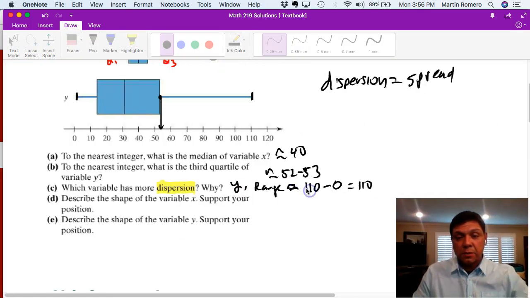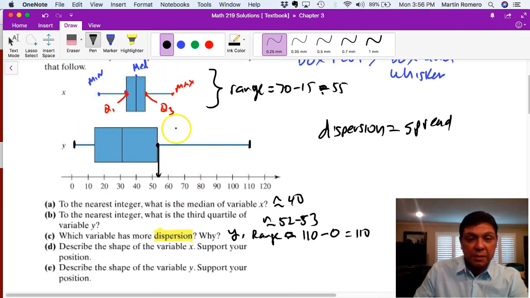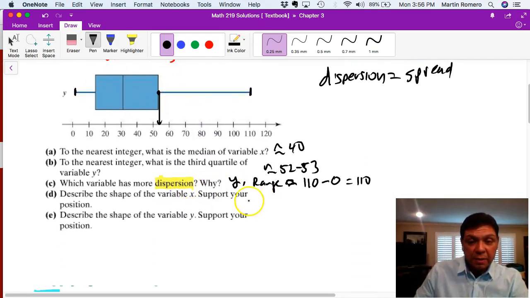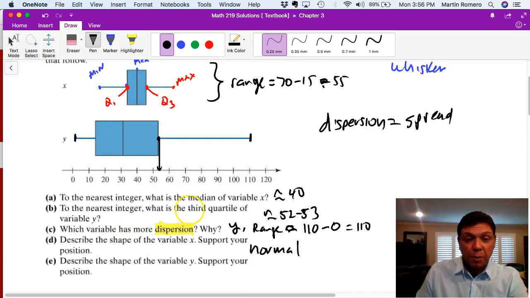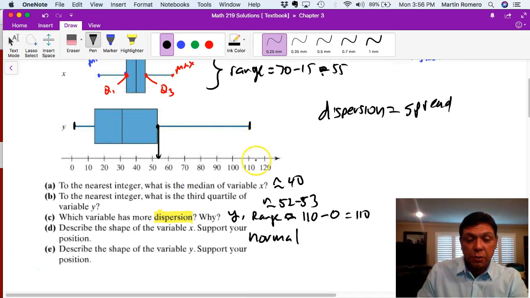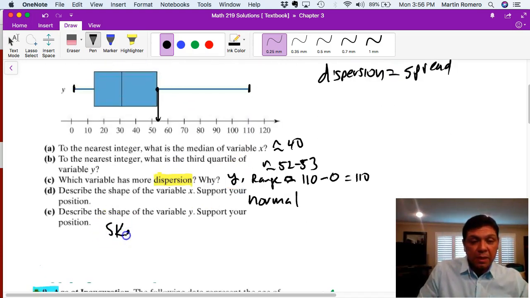Looking at this, describing the shape of variable x, I would say variable x has a normal shape, and in the shape of variable y, there's a longer whisker to the right. So we would say this is skewed right. That's it.